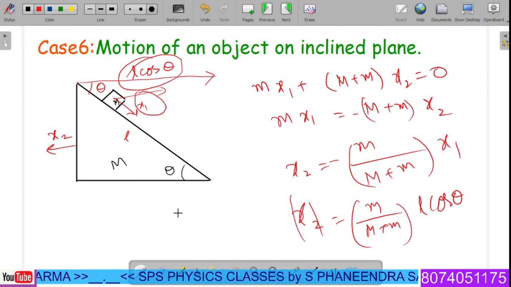Now let us see the last case, motion of an object on an inclined plane.